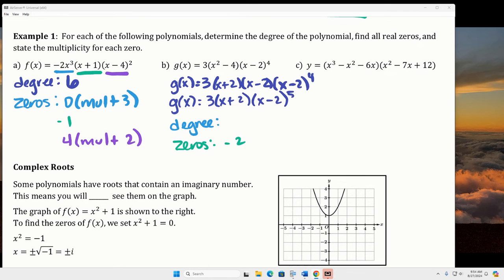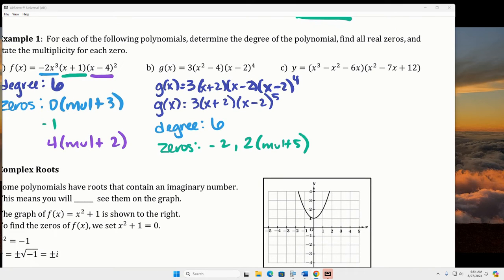All right, my next factor is x minus 2. What's the 0? Plus 2. And what's its multiplicity? Good job. So just the power for that factor gives you the multiplicity. Okay, and then when I go to find the degree, this one is counted 5 times. This one is counted 1 time. So what's the degree? 6. Good.